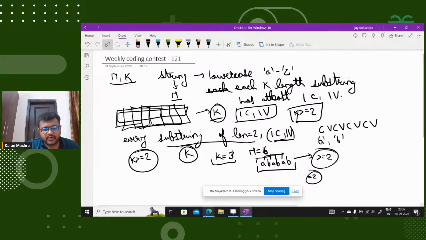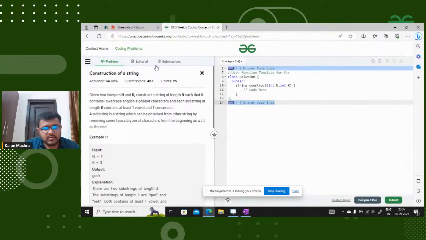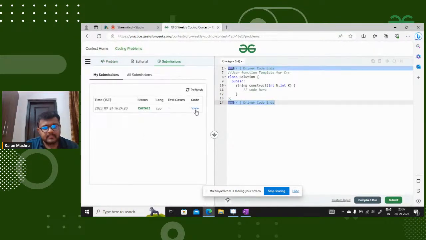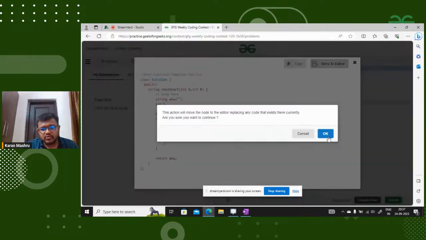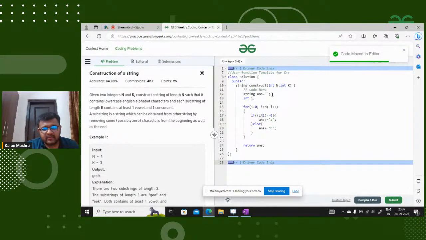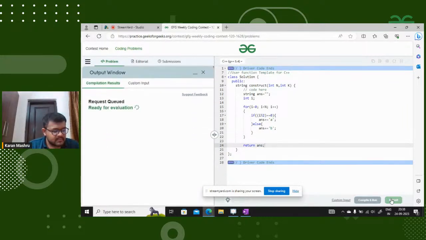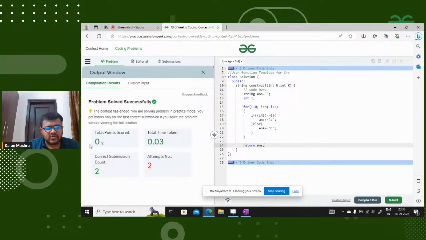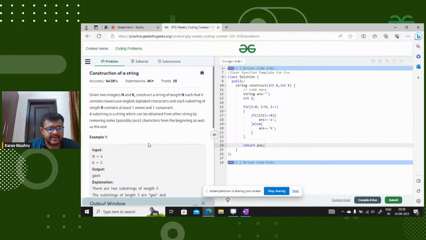So let's write the code for it. Let me move this code to the editor directly. I have taken a string which is empty initially, and then for i equals 0 to n, if the index is even, I'll add a, that is the vowel, and if the index is odd, I'll add b, that is the consonant, and I'll return my answer string, and this should work. If I submit it, the time complexity would be O of n, and we have solved this problem successfully. So any doubts in this?